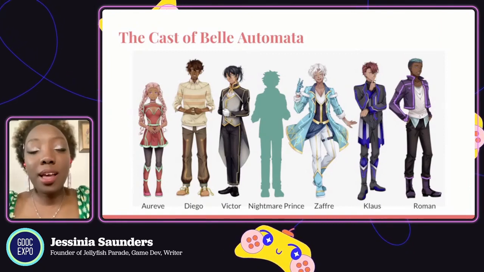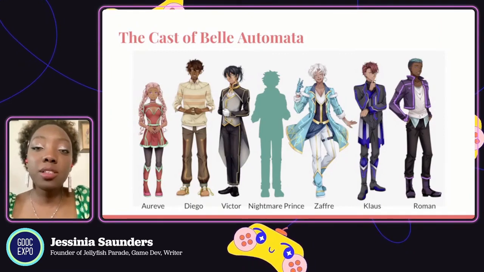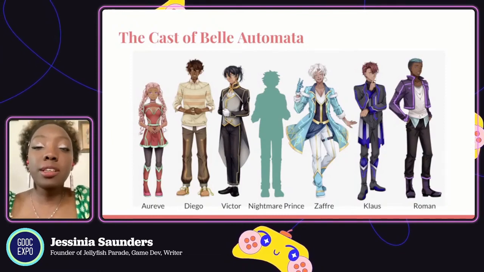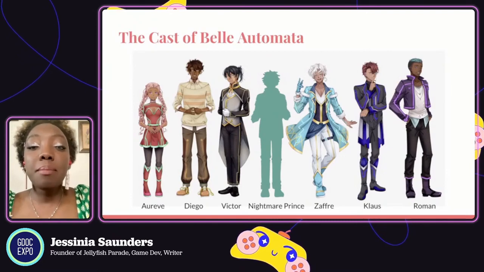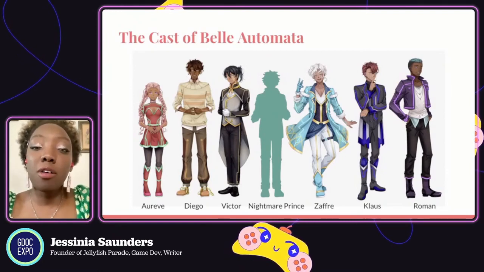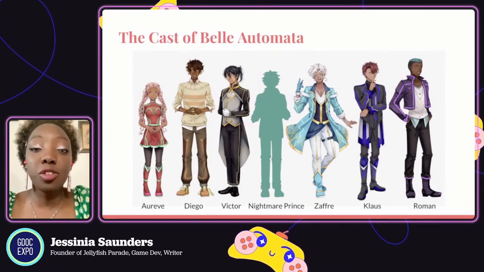Now, I will admit I did make a mistake when I first wrote the Belle Automata demo, because unfortunately the Nightmare Prince is reclusive and Victor isn't warm or friendly. That means that the original demo felt like Aura didn't have anyone on her side in this new life.